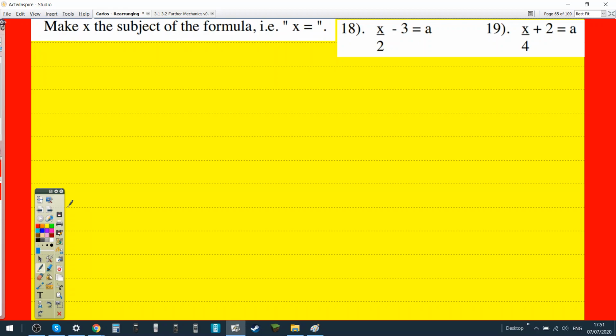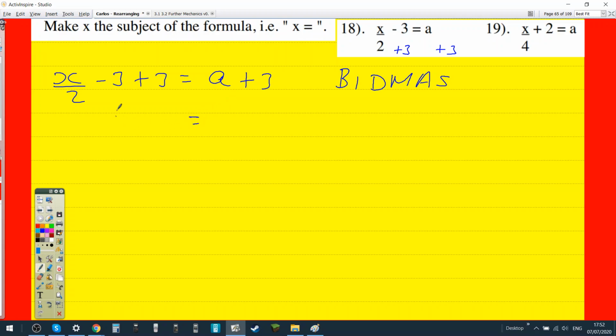You would have to times by 2. Yep, it'd be easier to add 3 first. If you add 3 to the other side, it will become a mixed number. Just add 3 to both sides. So x over 2 minus 3 plus 3 — minus 3 plus 3, they cancel each other out, so you're left with just x over 2.